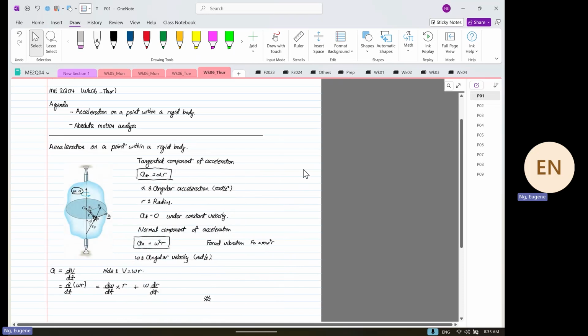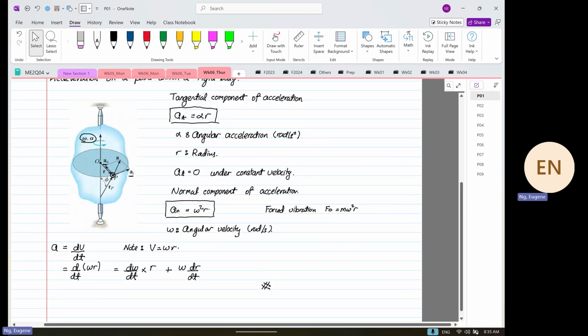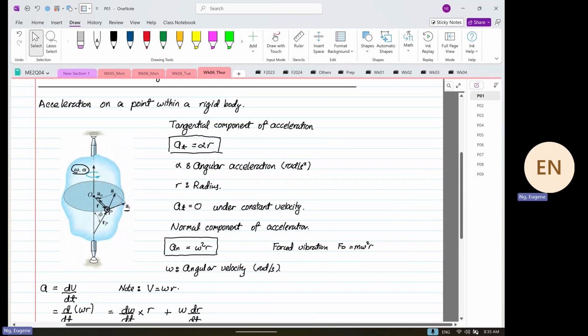So just to quickly recap, if a rigid body is under rotation, as you can see from here, and we pick a point P, now the acceleration has two components. One is the tangential, which is alpha r, and the other one is the normal component of acceleration.